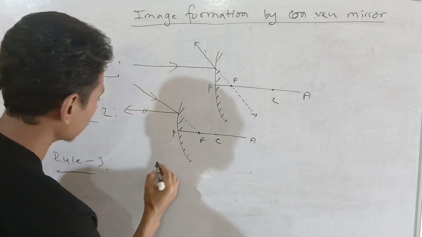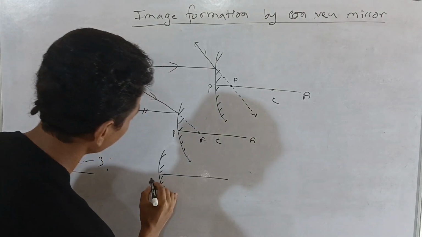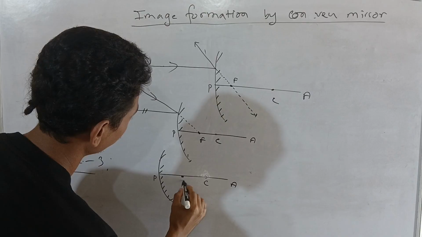Rule number three: if this is our convex mirror, this is the principal axis P A, this is the center, and this is the focus point.